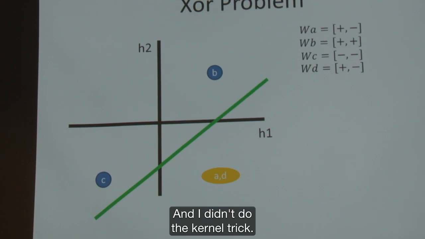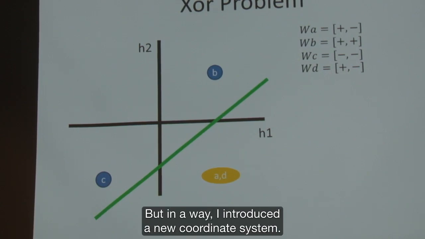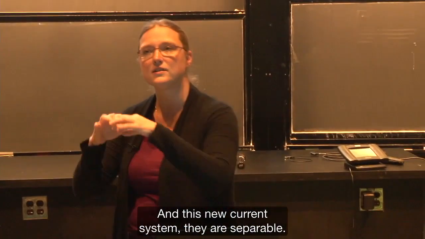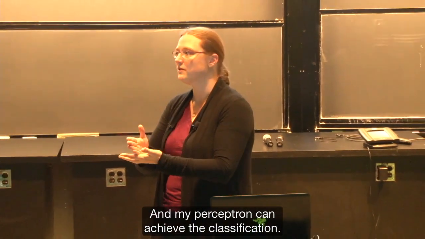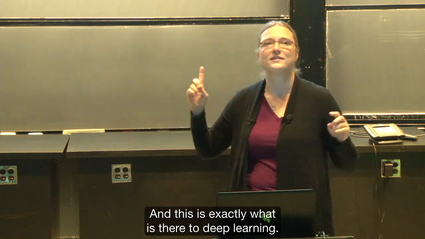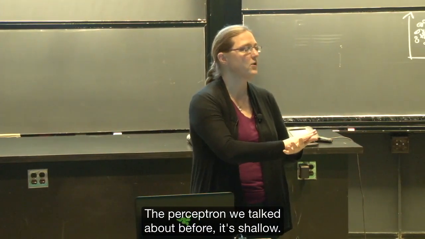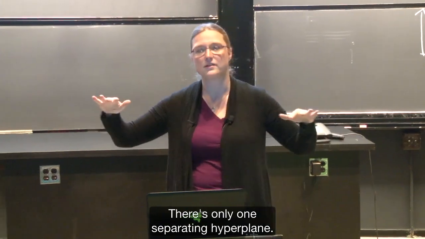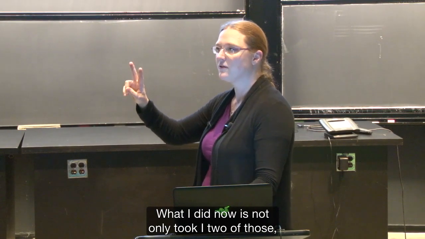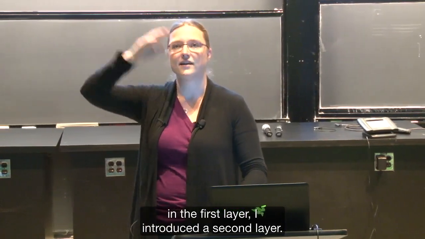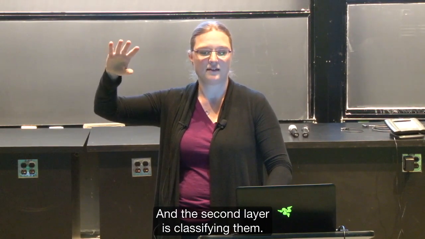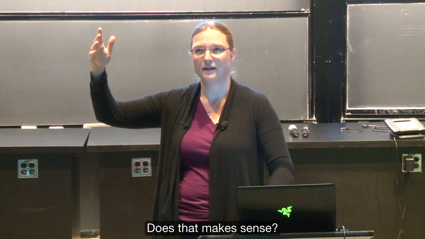And I didn't do the kernel trick, but in a way, I introduced a new coordinate system, right? And in this new coordinate system, they are separable, and my perceptron can achieve the classification. And this is exactly what is there to deep learning. The perceptron we talked about before is shallow. There's only one separating hyperplane. What I did now is not only take two of those in the first layer, I introduced a second layer. The first layer basically learned the description of these points that made them separable, and the second layer is classifying them. Does that make sense?